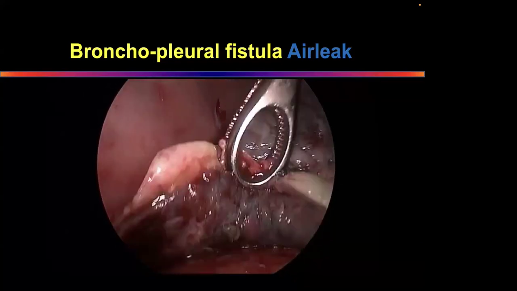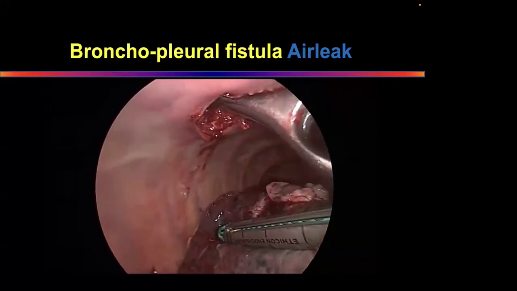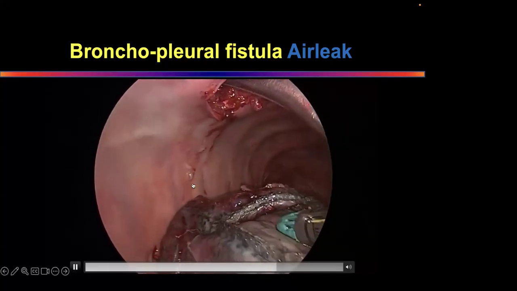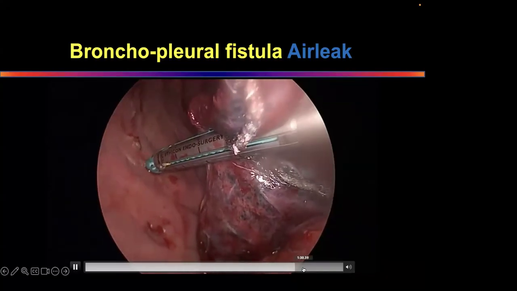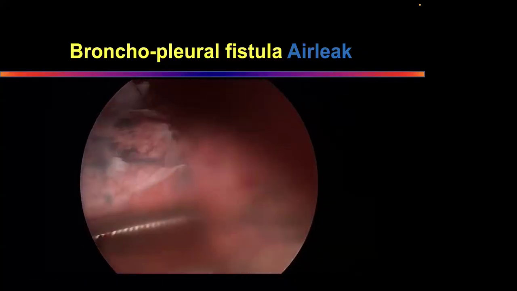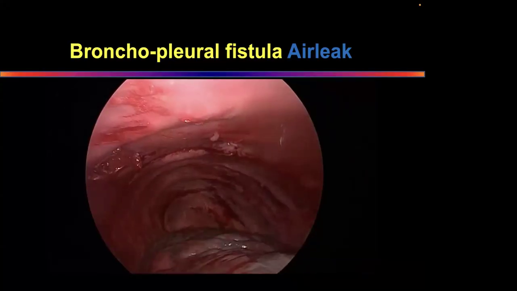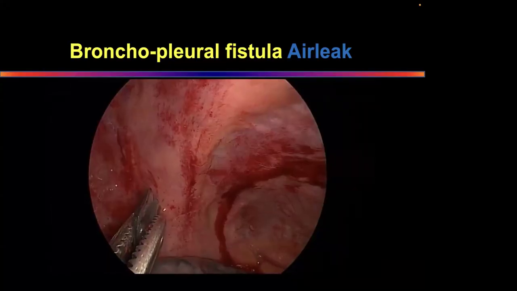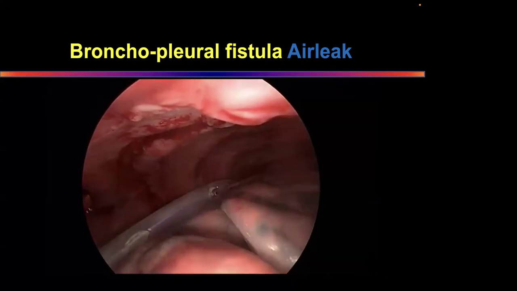Both the fissures are open. And this was the normal area which was the source of air leak. This was stapled off. And then we again checked for the air leak. The air leak stopped, and this was followed by a mechanical pleurodesis. This patient did extremely well. He was discharged after 3 days. Intercostal blocks were used for pain control.